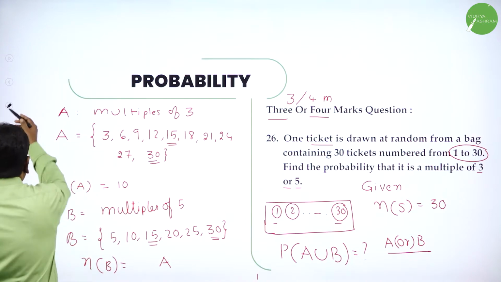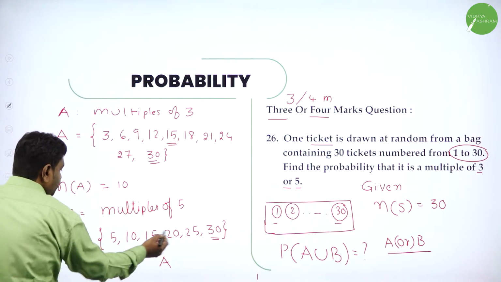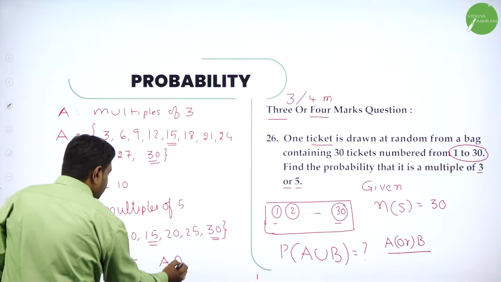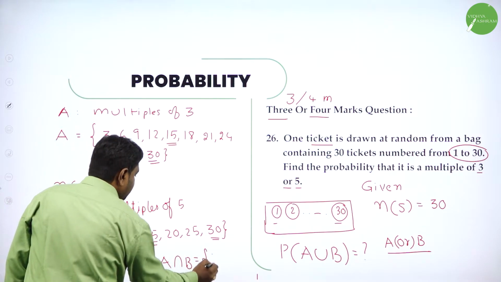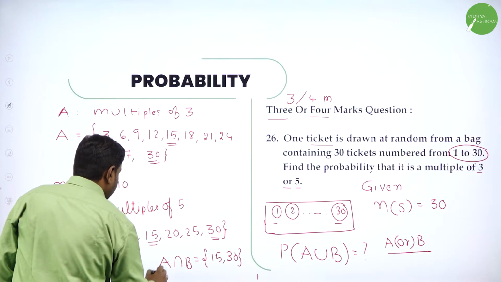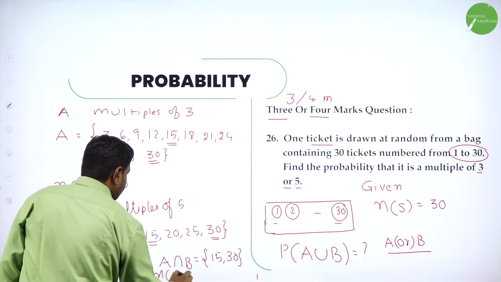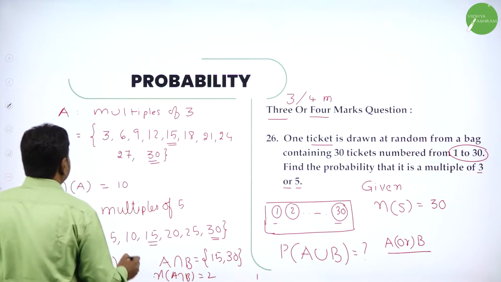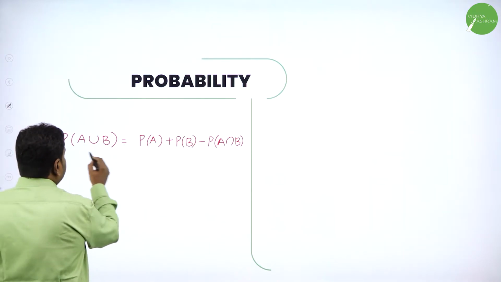Now, number of elements in B, we know we have 6 elements. A intersection B means set of common elements. 15 and 30 are present in both. So N of A intersection B is 2. 2 common elements. So now P of A union B.